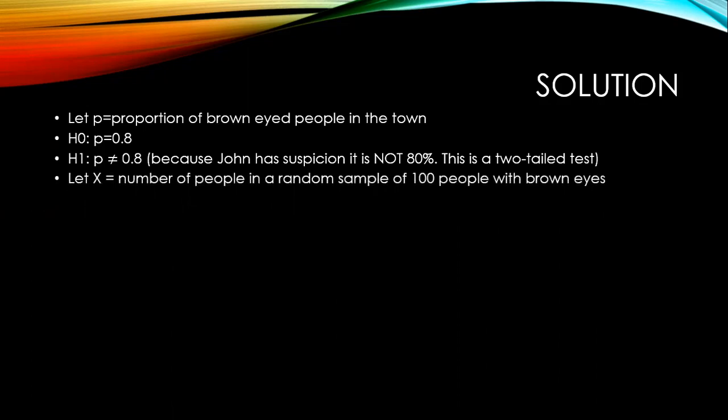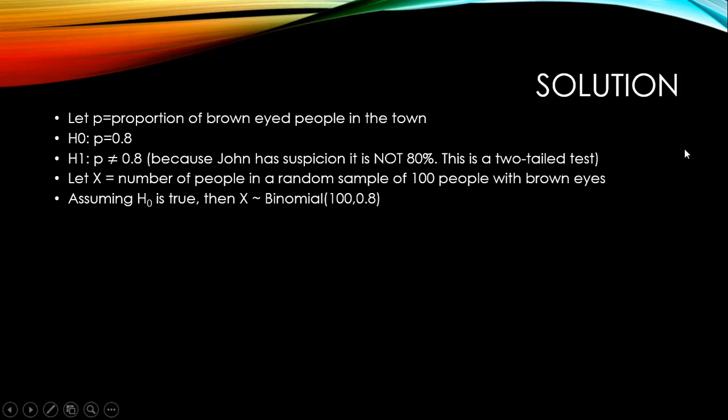Let X be the number, capital X, because we use capital letters for random variables. Let X be the number of people in the random sample of 100 people with brown eyes. So assuming that H0 is true, that the proportion of brown-eyed people in the town is 80%, then the number of brown-eyed people in our sample of 100 is a binomial distribution with 100 trials, so 100 people in the sample, and a probability of success of 0.8.